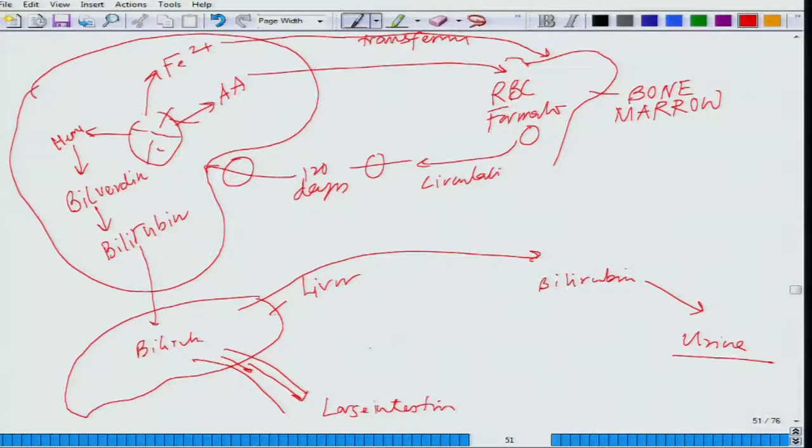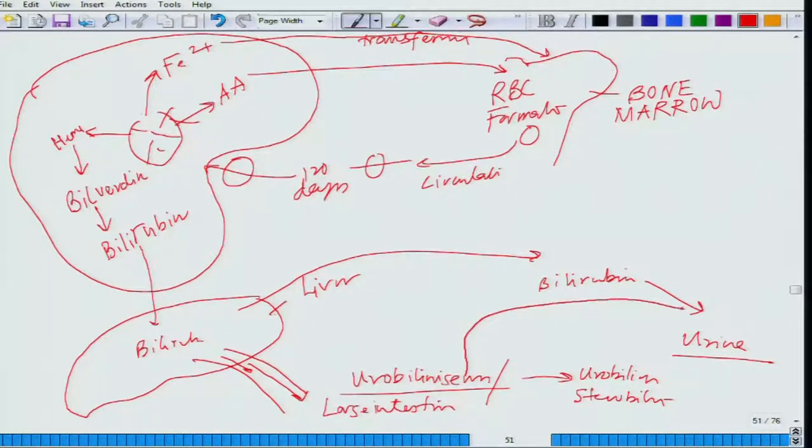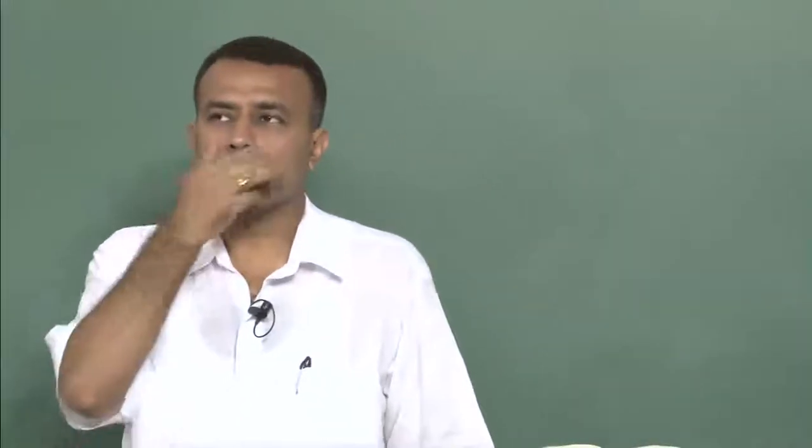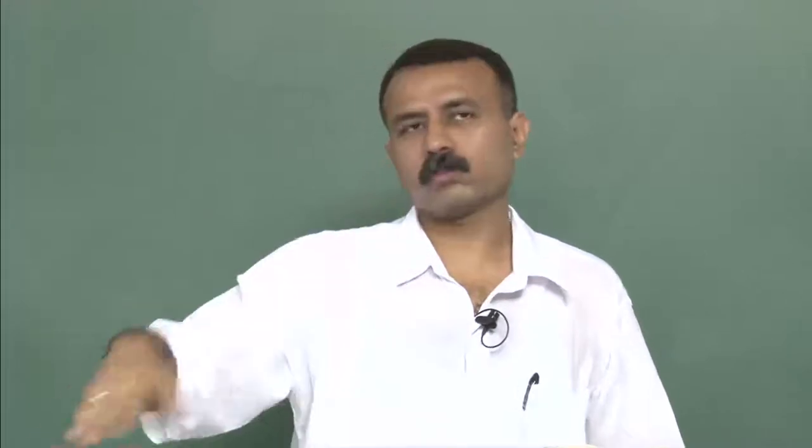In the large intestine, bilirubin is converted into molecules called urobilinogens and stercobilinogens. And these molecules are further converted into urobilins and stercobilins. Part of the urobilinogens are excreted via urine, and the urobilins and stercobilins are eliminated in the feces, and that is why the color of the feces is yellow. It is yellow because of these different compounds present there, whose dye signature is yellow.